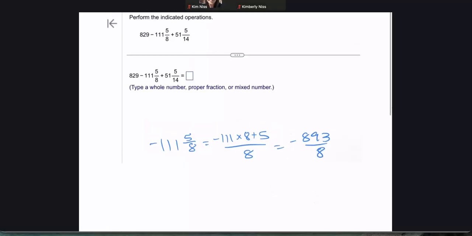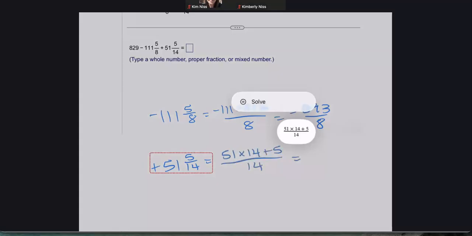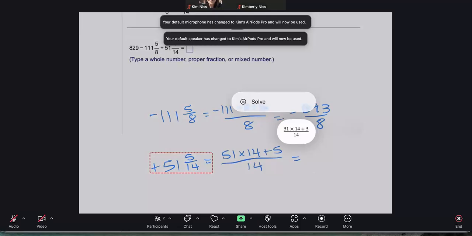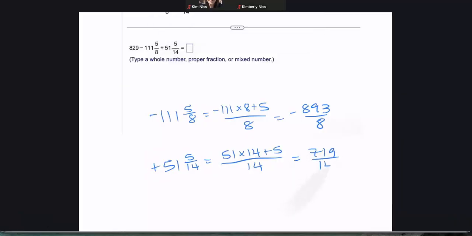So there's 1. Then we have to do the 51 and 5/14. Again, we take the 51, multiply it by the denominator, add the numerator, and keep it over the same denominator. Plugging that into your scientific calculator, that would be 719 over 14. Okay, so now everything is in terms of fractions except for the 829, but you can think of 829 as also being over 1.